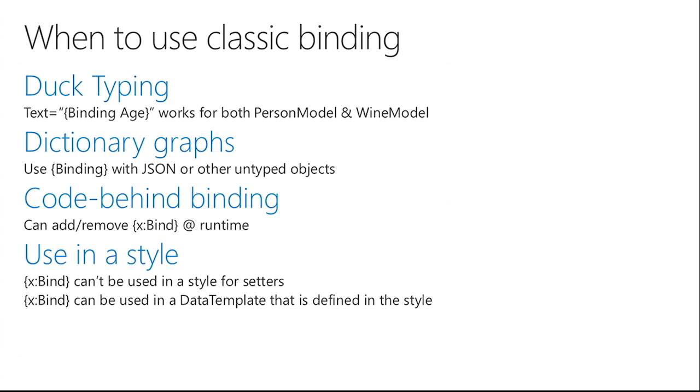You can't add and remove xbind at runtime. Sorry, that's a new feature you're adding. I need to fix that slide. Can't add and remove xbind at runtime. So you can obviously do more of that code behind binding with classic. And you can't use xbind in a style for setters, although, as we've shown, you can use it in a data template.